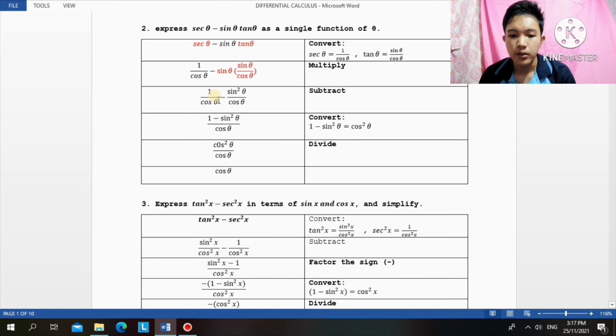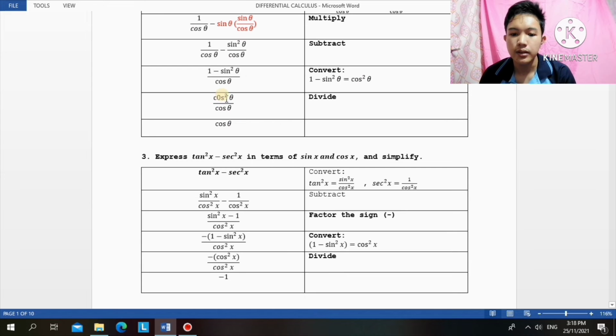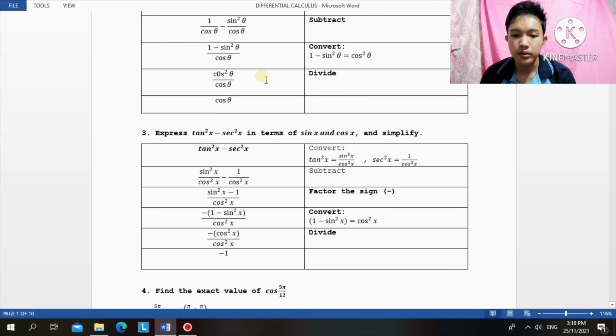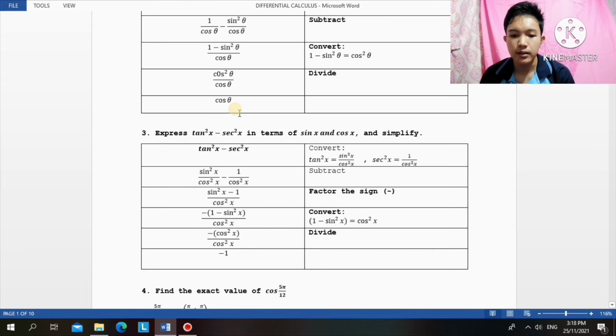So, our equation will be 1 over cosine theta minus sin theta squared over cosine theta. Then, subtract. So, our equation will be 1 minus sin squared theta over cosine theta. Then, convert 1 minus sin squared theta into cosine squared theta. So, our equation will be cosine squared theta over cosine theta. Then, divide. Cosine squared theta divided by cosine theta is equal to cosine theta. So, our answer is cosine theta.